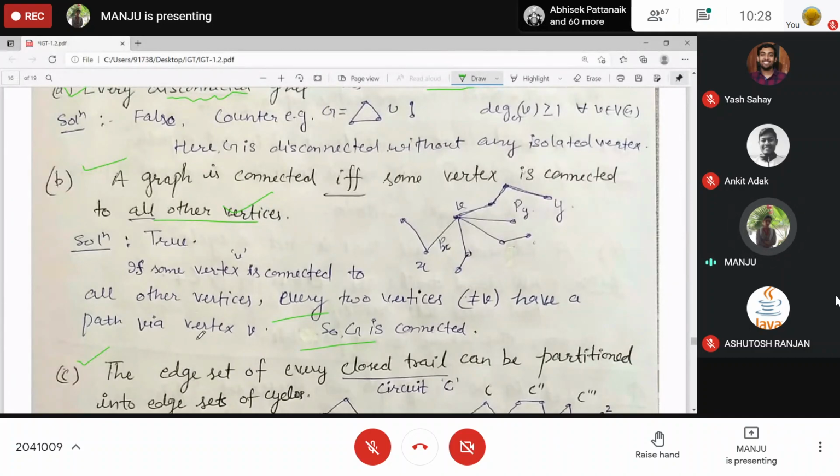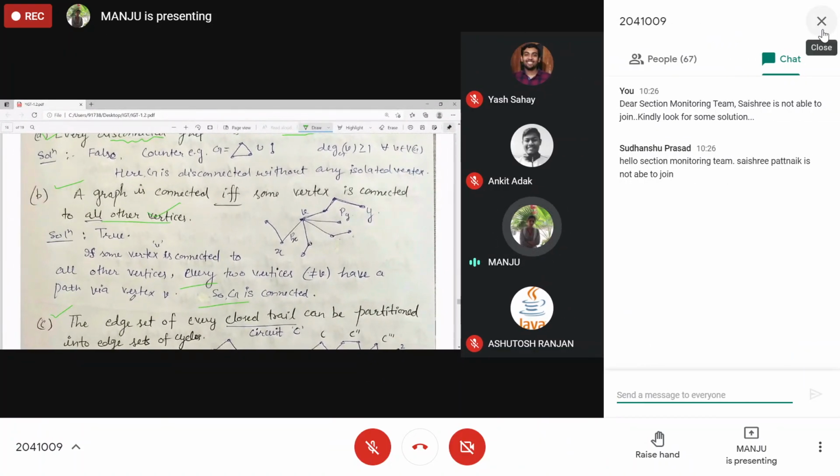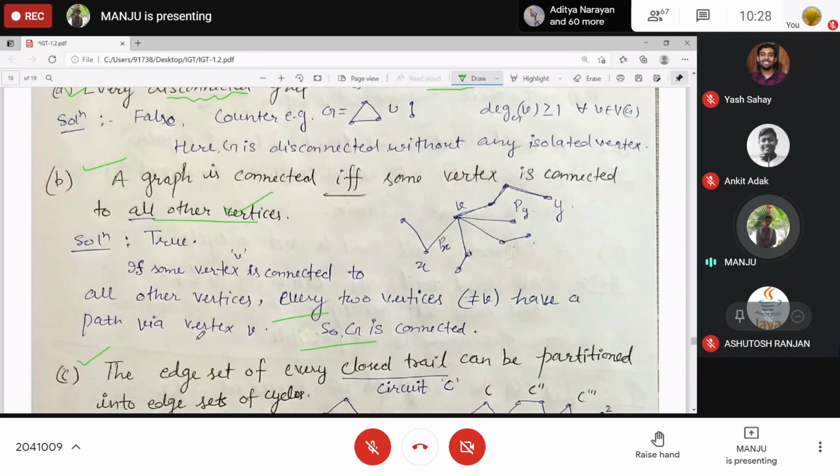Every closed trail, which means circuit, can be partitioned into a set of cycles. And what do you understand by partitioning? When a set is partitioned into two or more subsets, then no element should repeat. The disjoint union of all the sets gives you the same set for which these are partitioned, right?